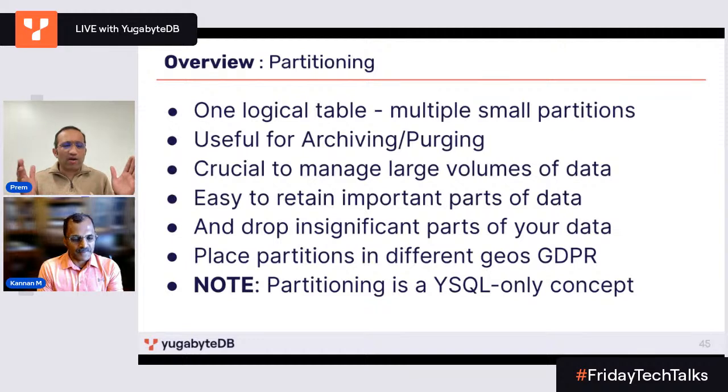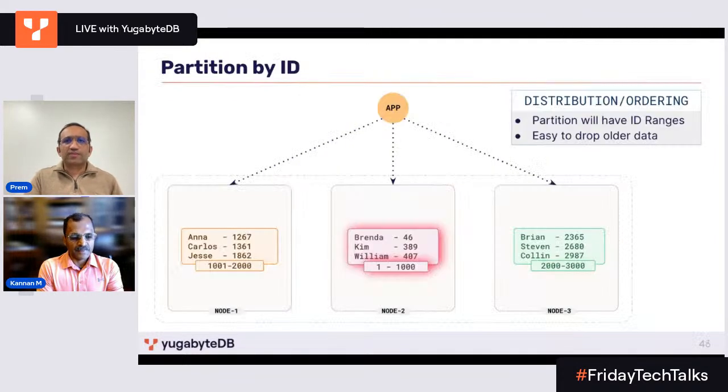For example, if you want to retain just 3 months of data, you can have a rolling window and drop the fourth oldest partition when you get to the 4th month. For scenarios like GDPR, you can place partitions of certain users in certain geographies. Remember, this is only available in the YSQL API and not in YCQL because we have adopted this from Postgres.